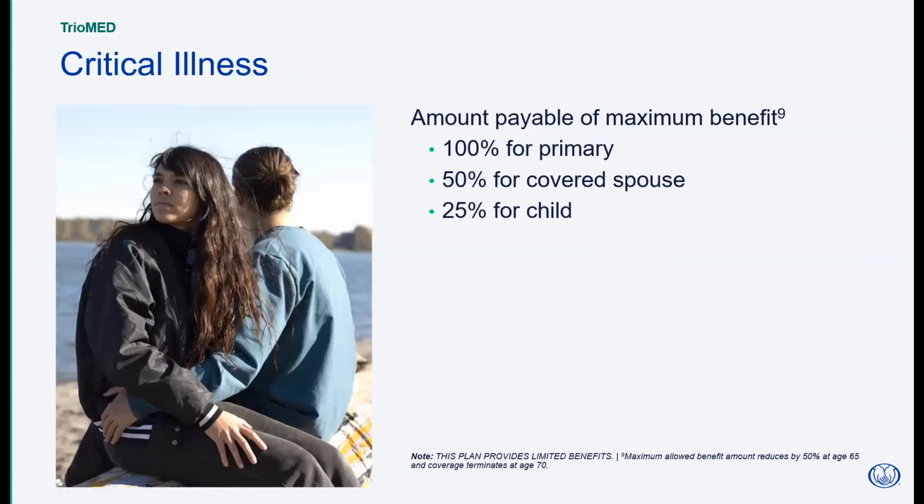Okay, so with the critical illness portion of this, the amount payable to the beneficiaries is 100% for the primary, 50% for the covered spouse, and 25% for the children. Now, the maximum allowed benefit amount reduces by 50% at age 65, but the coverage continues up until the age of 70. So they can have this up until the age of 70. It's just that the benefit amount does reduce by 50% at the age of 65.